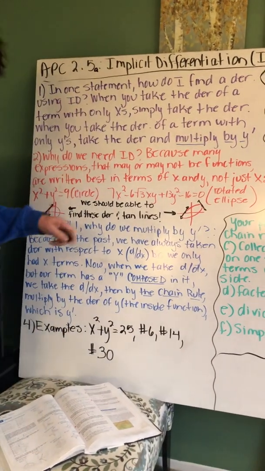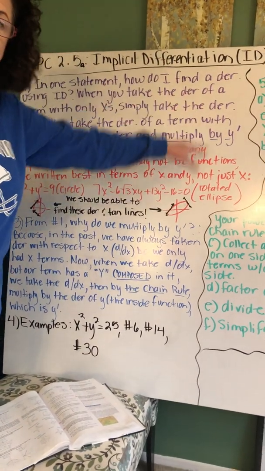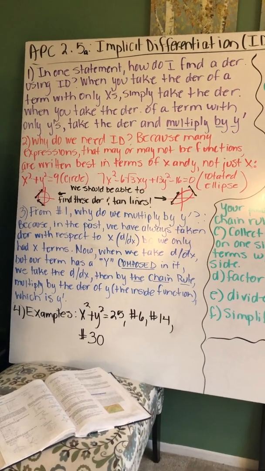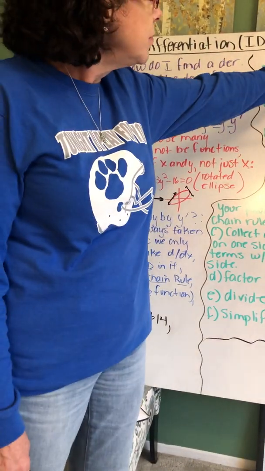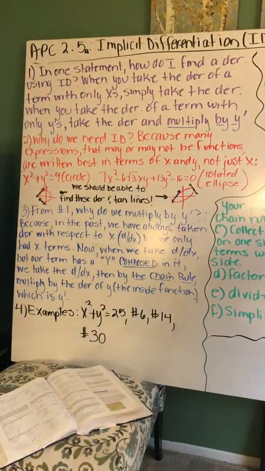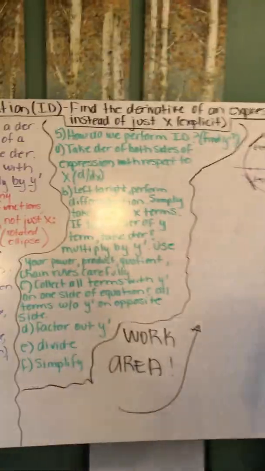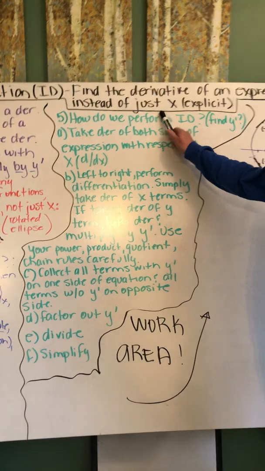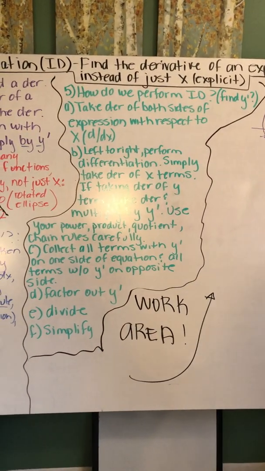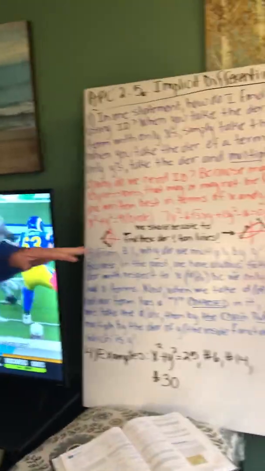You know what? I'm going to throw an A on there because there's going to be a B. This is called implicit differentiation. I abbreviated ID so I don't have to keep writing it. This is where we will be finding the derivative of an expression that's in terms of x and y. That's called implicit. Instead of just x, that's called explicit. This is what we have been doing. We just haven't called it that because we were just doing this one thing, so we didn't need to name it.